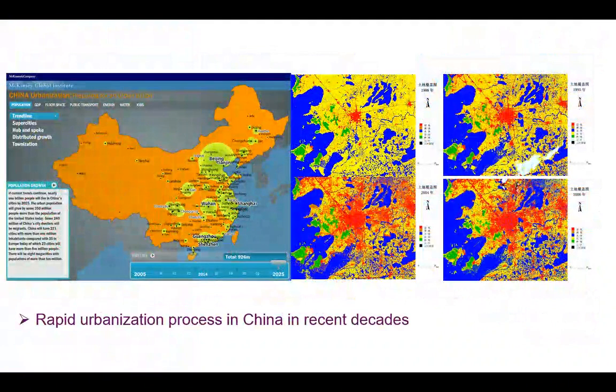So I would like to start with this slide. In recent decades, China has experienced a very rapid urbanization process, with both an increase in urban population and an expansion of cities. In some projections, we will have nearly 1 billion urban population in 2025. And to me, I think maybe we have been there already.